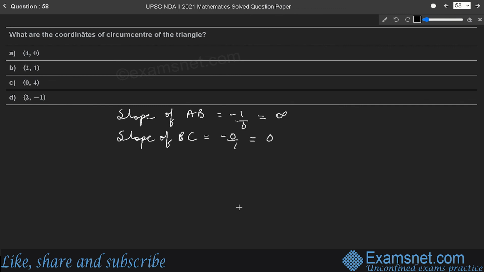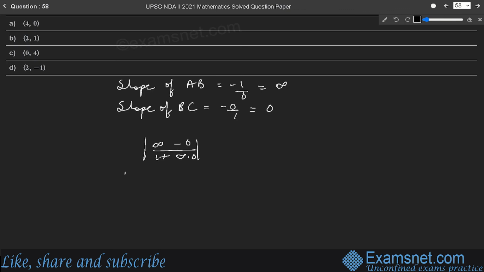Therefore, the angle between AB and BC will be given by (infinity − 0) upon (1 + infinity × 0). So we can say that tan theta will be equal to infinity and theta will be equal to pi by 2. Therefore, the circumcenter will lie on the hypotenuse. Since triangle ABC is a right angle triangle, the circumcenter will lie on the hypotenuse AC, and AC is the hypotenuse. It means that it will lie on x + 2y − 4 = 0 at the midpoint.